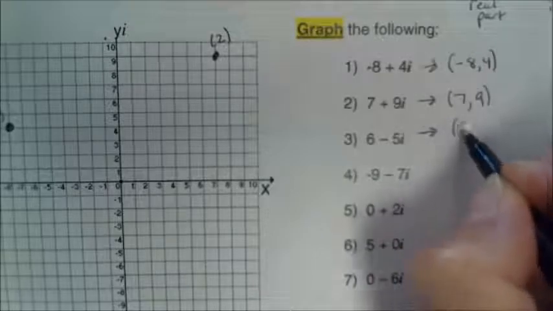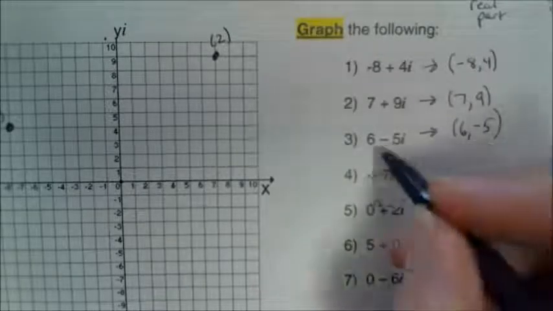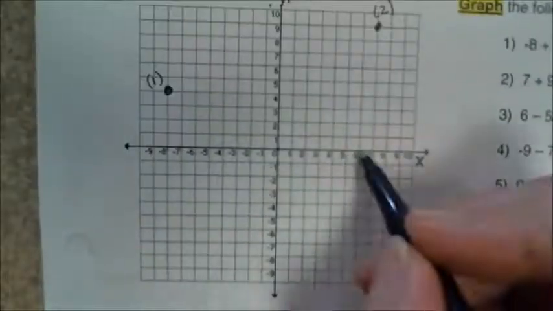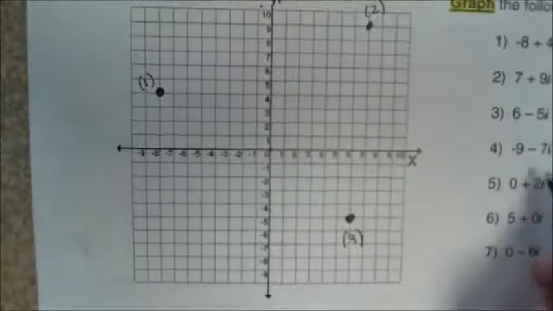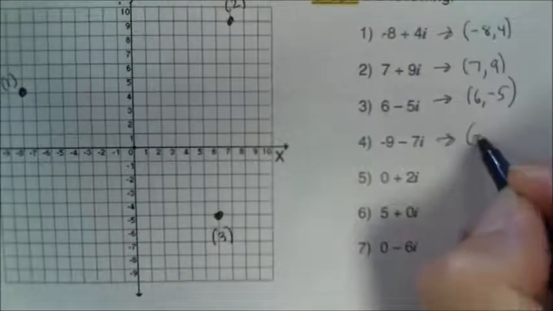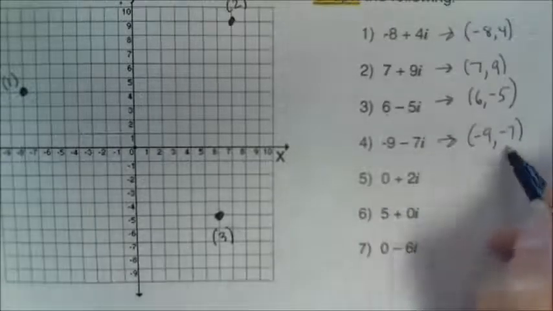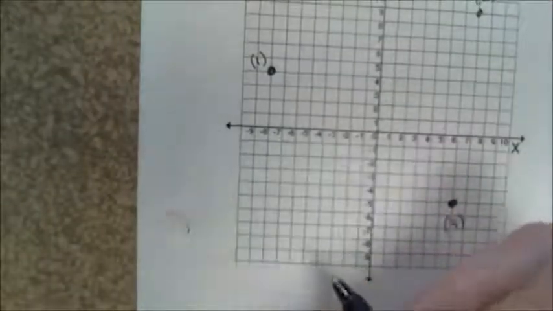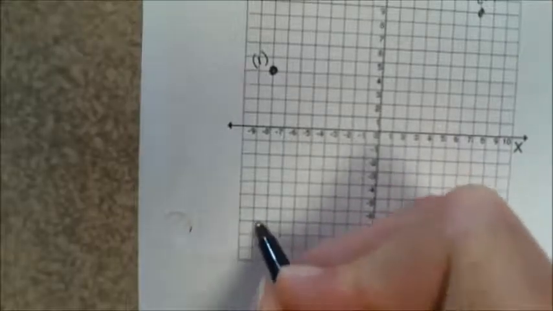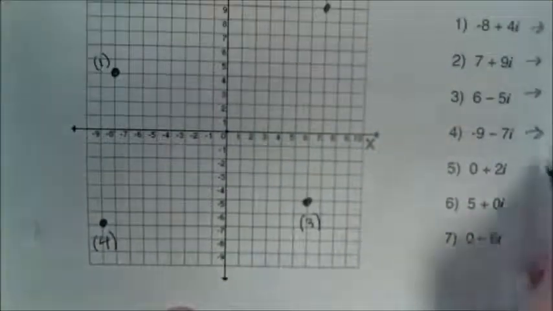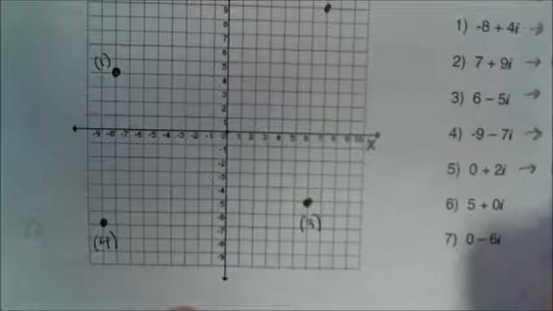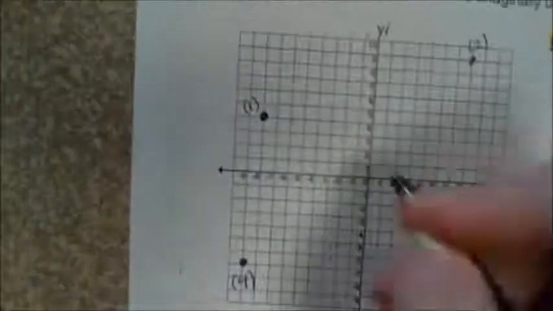This one is like graphing the point 6, -5. 6 on the real axis, -5 on the imaginary, so go over to 6, down to -5, and this is number 3. Number 4, it's like graphing -9, -7. -9, -7 is down in the 3rd quadrant, right down here. This is number 4. This one is like graphing the point 0, 2. 0, 2 is on the y-axis, so 0, 2 right here. This is item number 5.